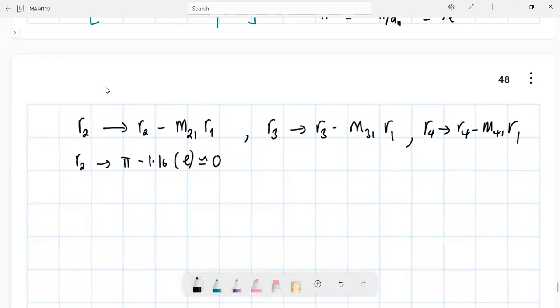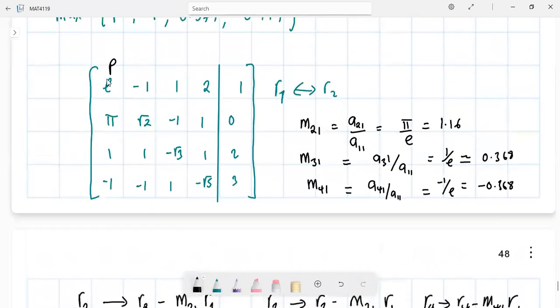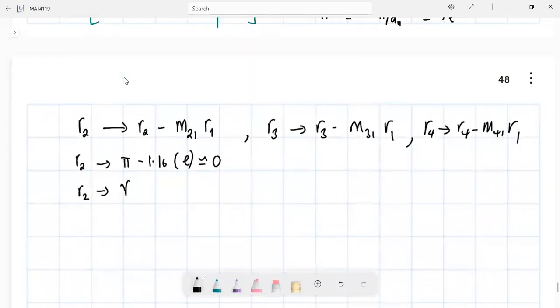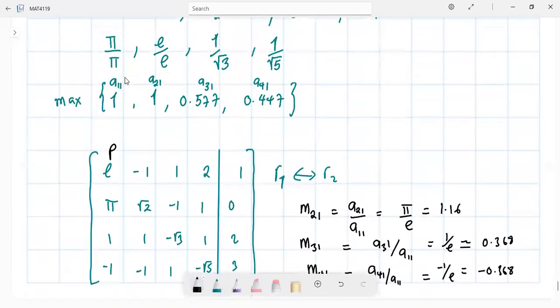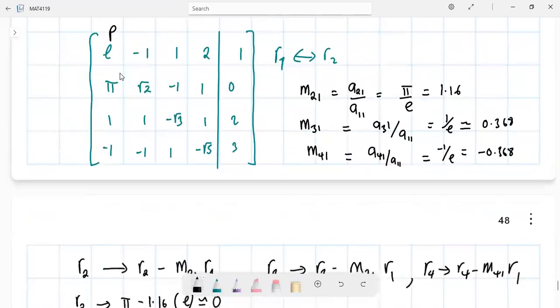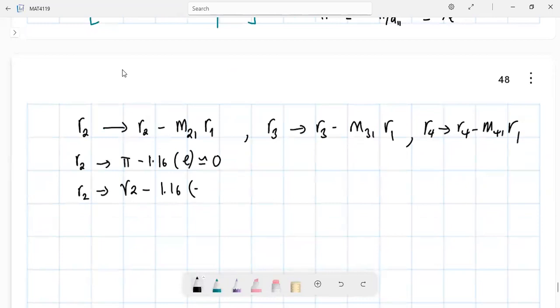Okay, and then the next element you're going to reduce is this element here, which is in row 2, of course, because we're moving along that row. So row 2 becomes row 2 minus 1.16. What element are we using this time around? We're using this element here, which is negative 1, times negative 1. So what does it become here? It becomes about 2.57.